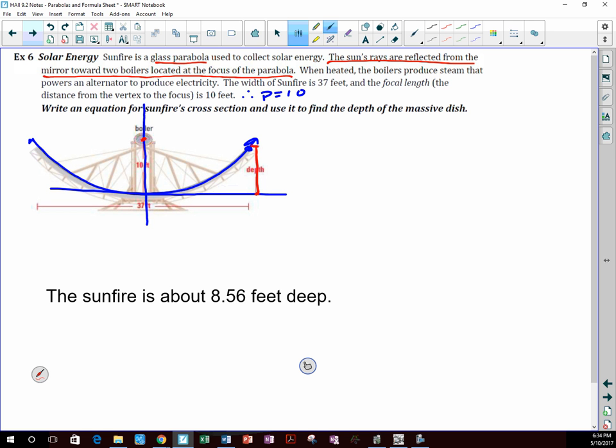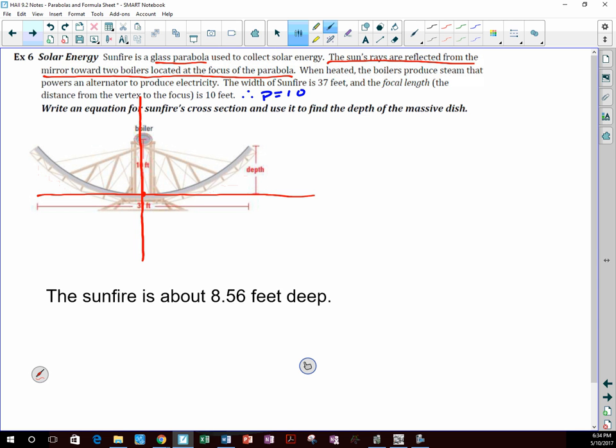And to make things simple then, what I've done is start from scratch here. I've decided to make the vertex of this parabola, so I'm using this as my vertex, the origin. And then this is our x and y axes there.